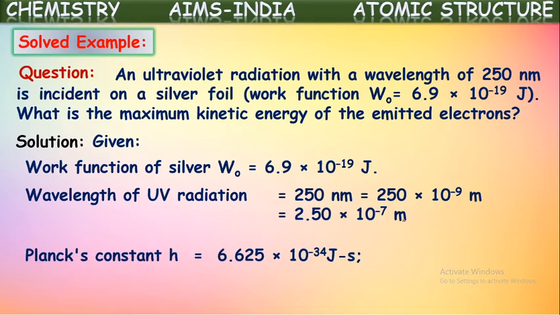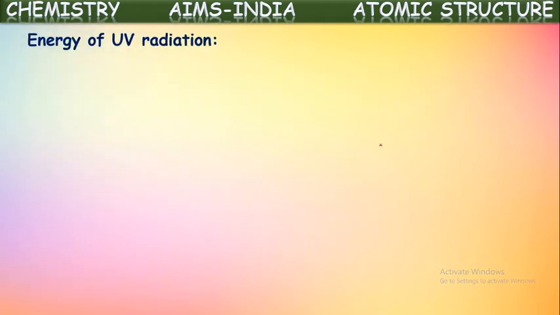Now we know Planck's constant h is equal to 6.625 into 10 to the power of minus 34 joule second, and the speed of light, the velocity of light, c is equal to 3 into 10 to the power of 8 meters per second. So by using all this, we can find out the kinetic energy of the ejected electrons or photoelectrons.